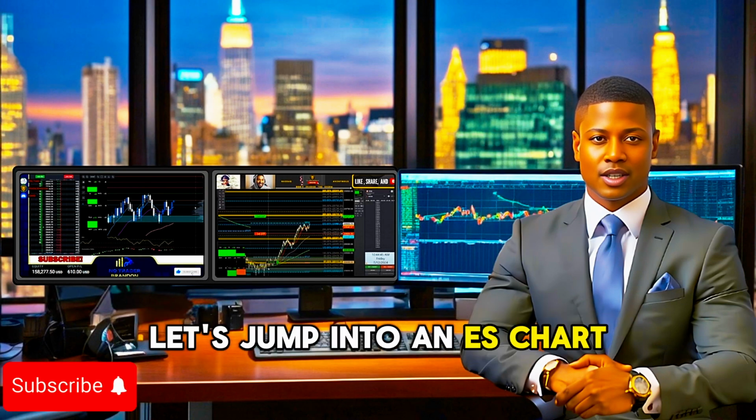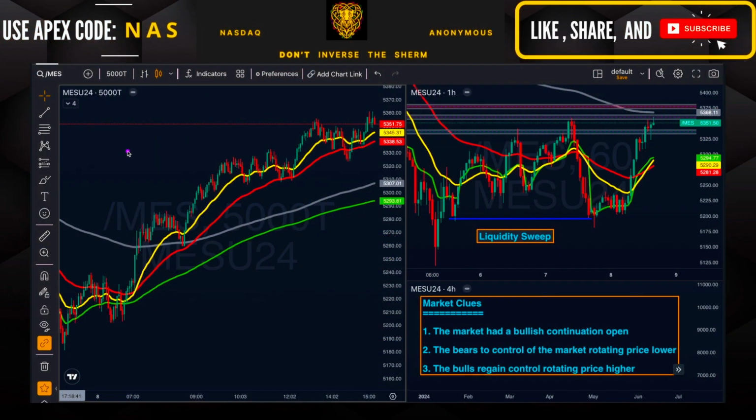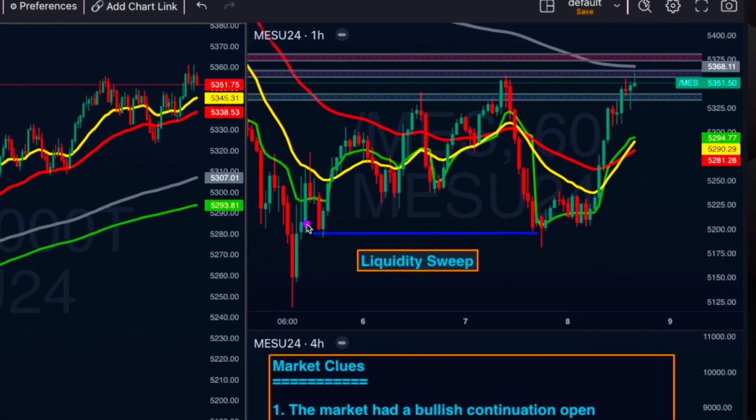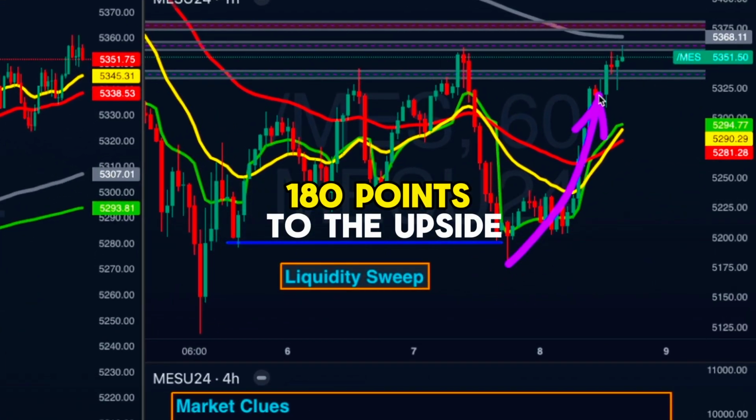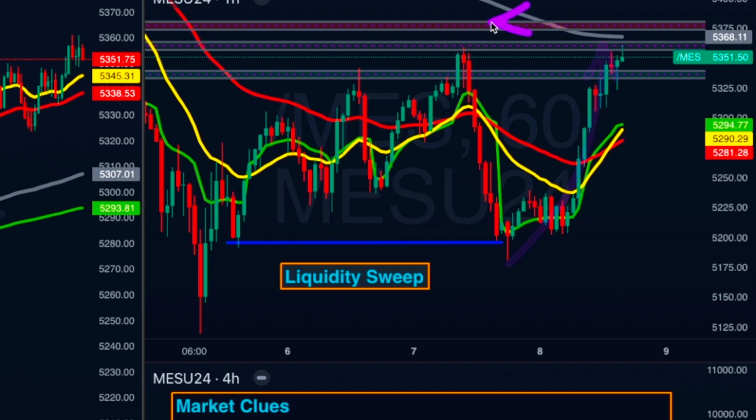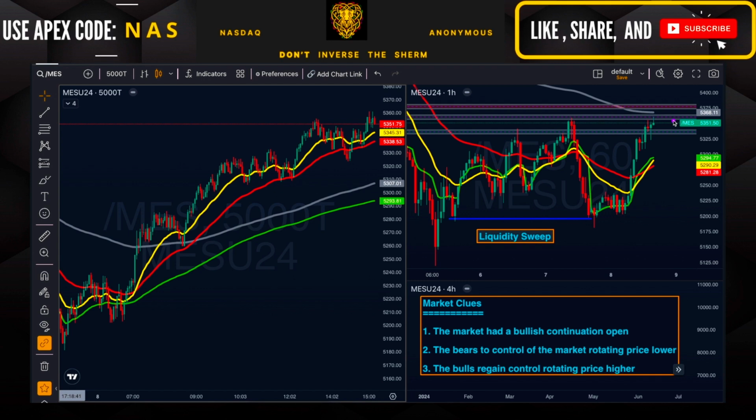With that said, let's jump into an ES chart. This is an ES chart, and this is the block of price action that we traded during today's stream. Just like the NQ, during the overnight session, we did see a bearish move down, which suggested that the market still had more room for downside. However, after a sweep of liquidity from yesterday's lows and the bulls found support, we saw the market rally 180 points to the upside, retesting and taking out yesterday's highs. And just like the NQ, we did see price close in this area. Based on this price action, here's what I'm going to be looking for.